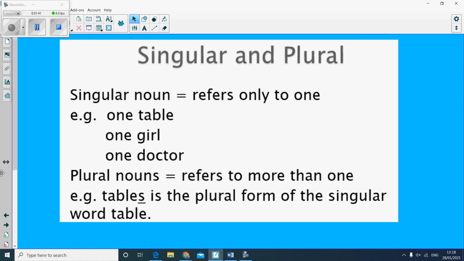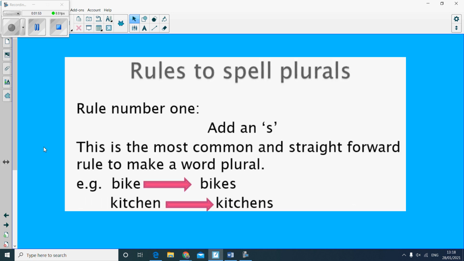So we're going to look at all of the rules to do with changing them from singular to plural. So singular refers to one, e.g. one table, one girl, one doctor, and plural refers to more than one. For example, tables is the plural form of the singular word table. So here are some of the rules.